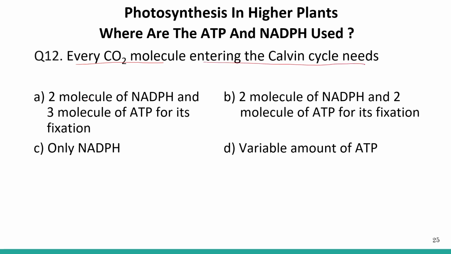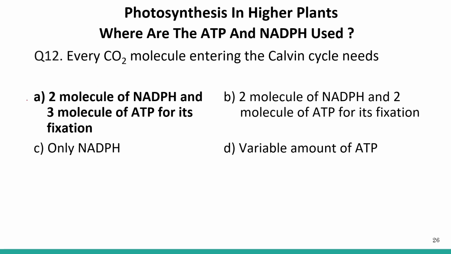The next question is, for every carbon dioxide molecule entering the Calvin cycle, what does it need? It needs 2 molecules of NADPH and 3 molecules of ATP for fixation. This is correct. Option 2, 2 molecules of NADP and 2 molecules of ATP, is not correct. Only NADPH and a variable amount of ATP is also not correct. So option A is the correct answer: 2 molecules of NADPH and 3 molecules of ATP are required for the fixation of 1 molecule of carbon dioxide.